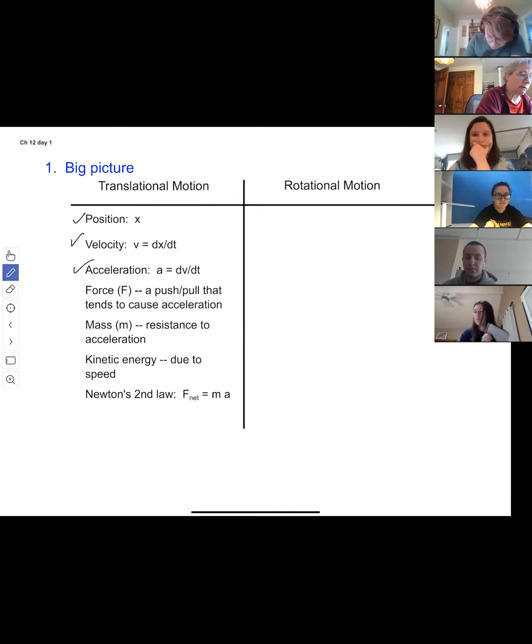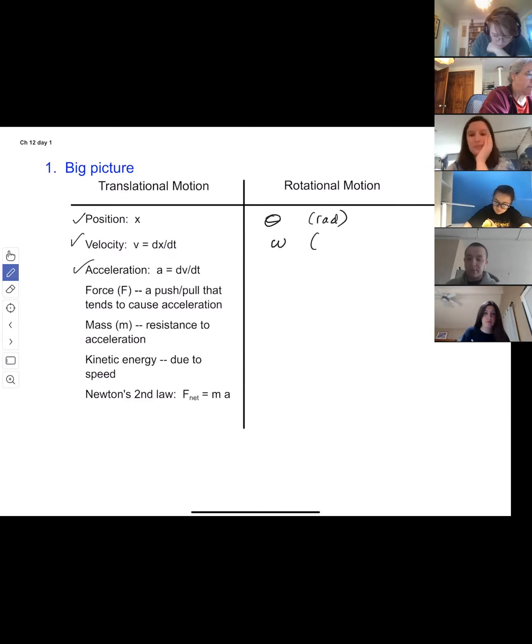And earlier in the semester, we talked about how the analog for position would be theta. You'd mark some location on an object and it rotates, and where is that angle theta in a coordinate system that's at the center of rotation. So theta was the rotational equivalent of position. For velocity, it was omega, which was in radians per second.